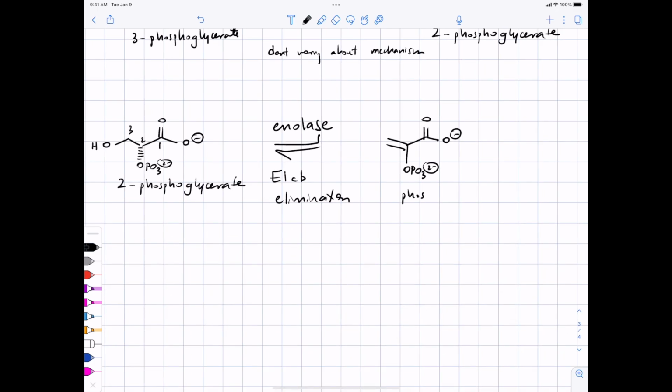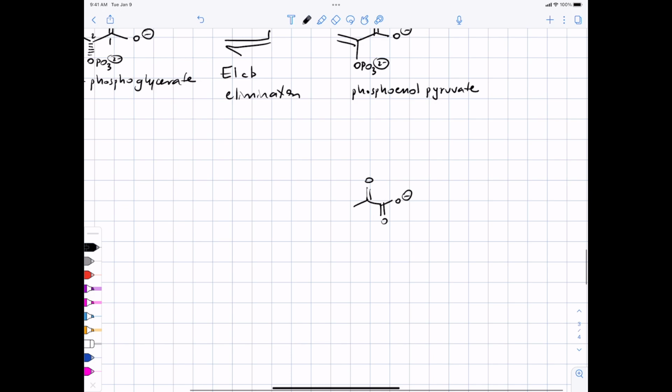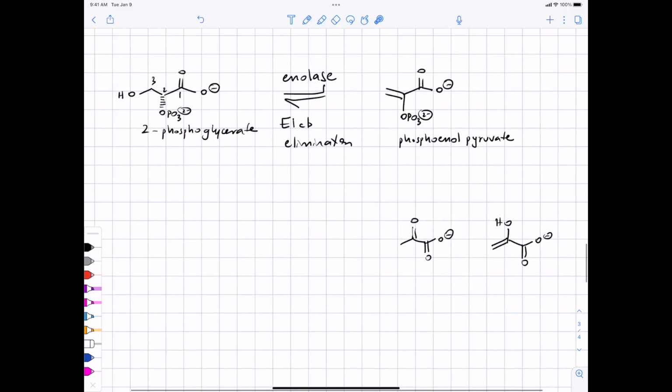And the product is called phosphoenol pyruvate. So named because if you look at what pyruvate is, that's going to be our long-term product of glycolysis. The enol of pyruvate would look like this. And so phosphoenol pyruvate is the phosphoester of the enol of pyruvate.